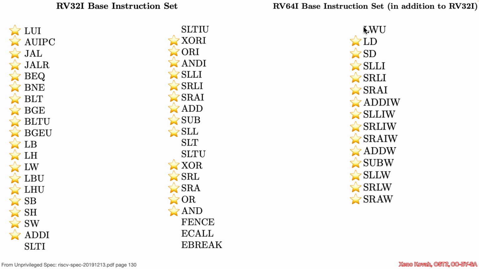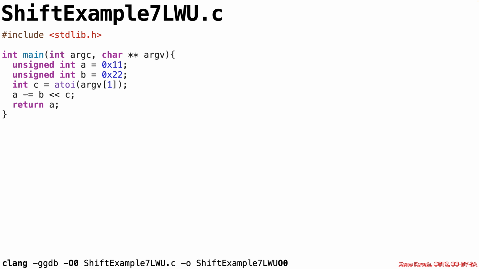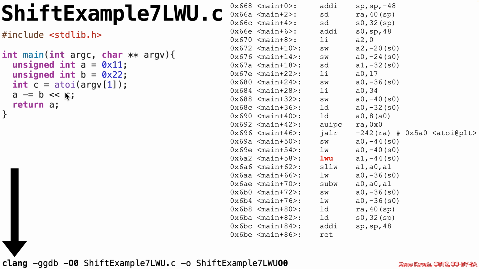So what I'm looking for right now is LWU, and I was not able to find LWU until I played this little game with shifts. Specifically, I had to play the game and use Clang because GCC would never create this LWU for me, but Clang would. So this code will generate a new assembly instruction LWU, and we're going to see that now.